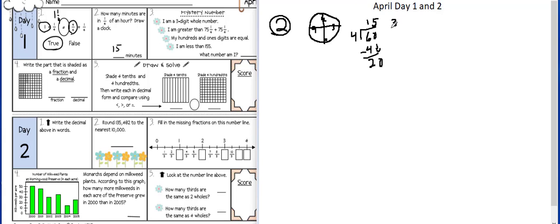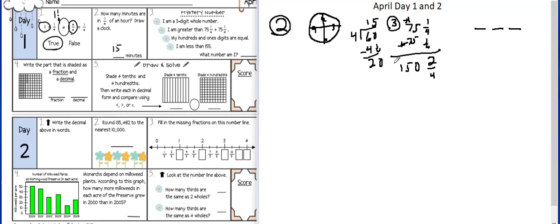Number 3, I'm a 3-digit whole number. Okay, so I'm just going to mark 1, 2, 3, because I know I'm going to have 3 digits. I'm greater than 75 and 1/4 plus 75 and 1/4. So I'm just going to add those together real quick. Start with my lowest place value, so that'd be my fractions here. That equals 2/4 or 1/2. 5 plus 5, 0. 7 plus 7, 14 plus 1, 15. So 150 and a half.